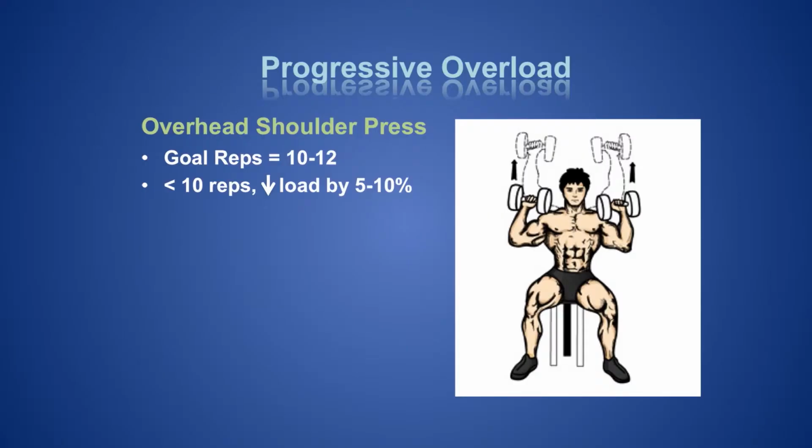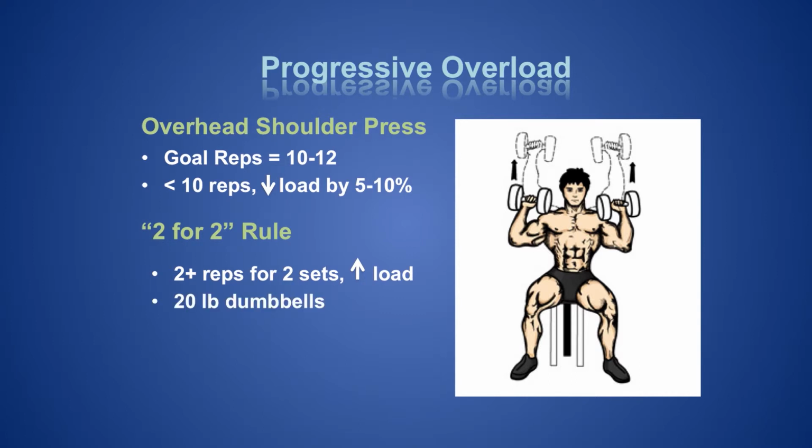Now, if you fail at 10, 11, or 12 reps, you're right on track by using this load and rep range. I like to implement the 2 for 2 rule when it comes to progressing. If you're able to do 2 or more reps than your prescribed range for 2 sets, that's your indication to bump the load. Let's use 20-pound dumbbells as a load example.